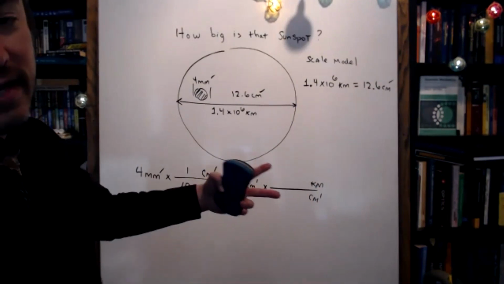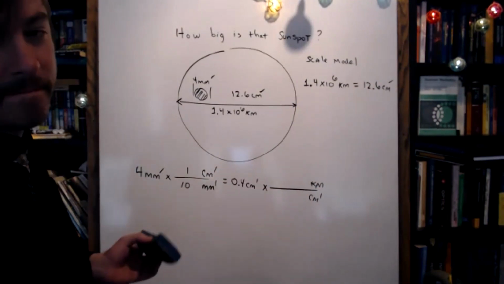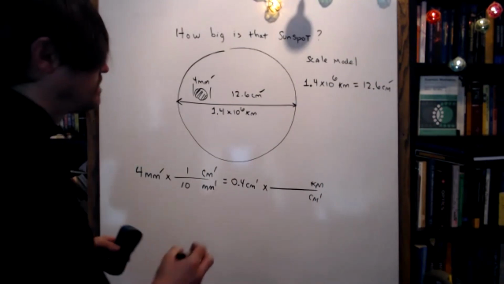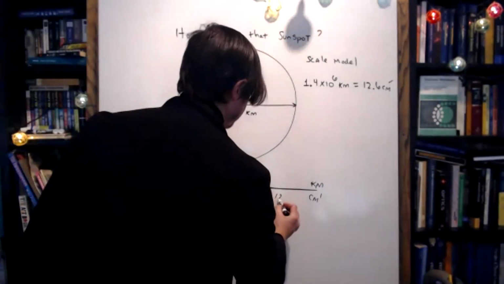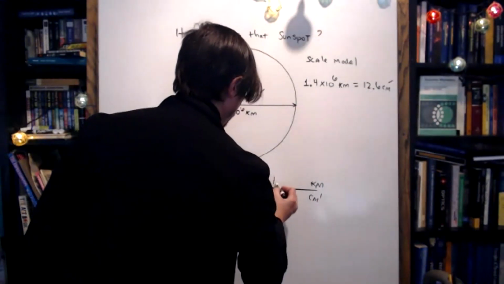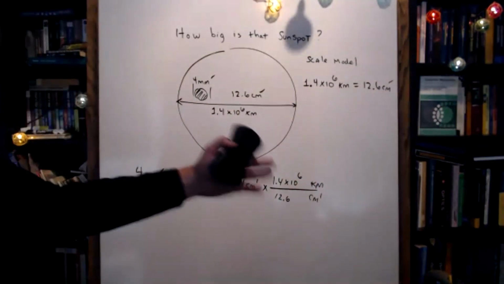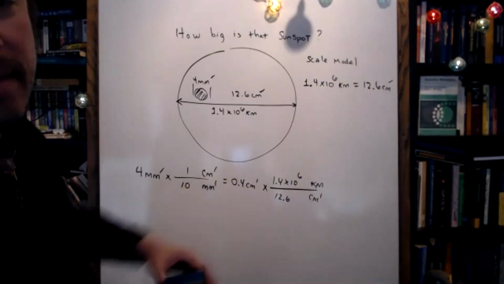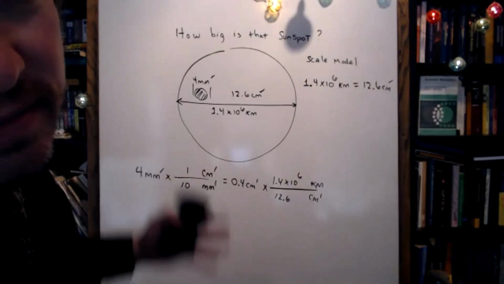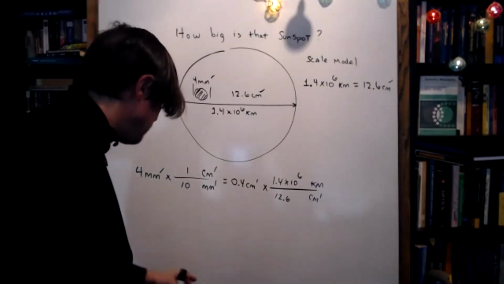Right. All right, and now tell me where my numbers go. So 12.6 on the bottom. That's right. And 1.4 million on the top, because that's your conversion factor. That's your ratio, Noah. Okay, punch them up. Take out your calculators and do something, you lazy bastards.